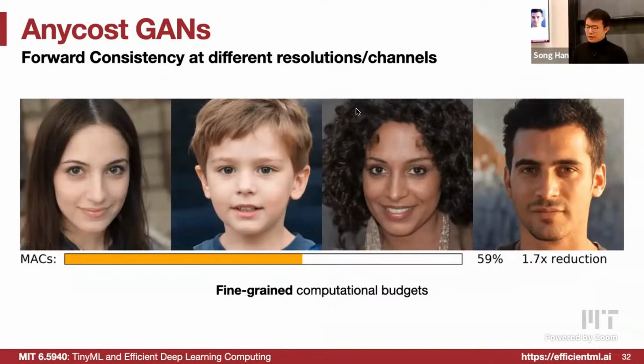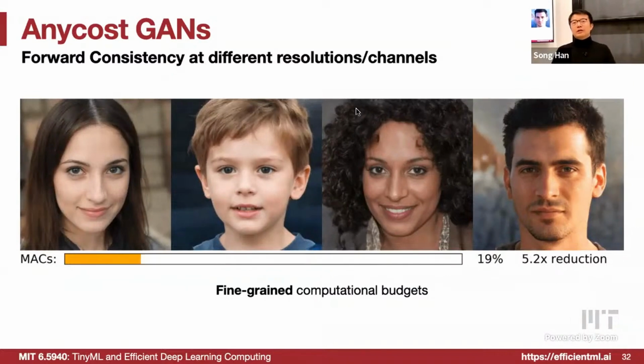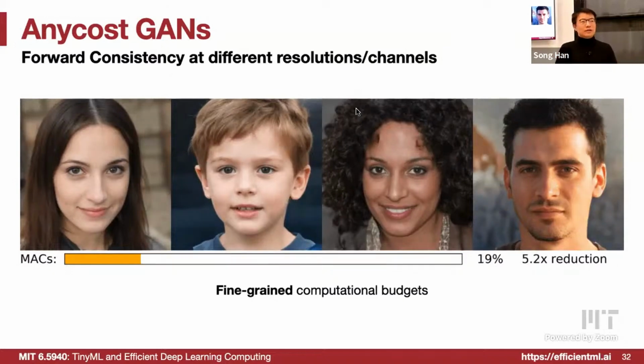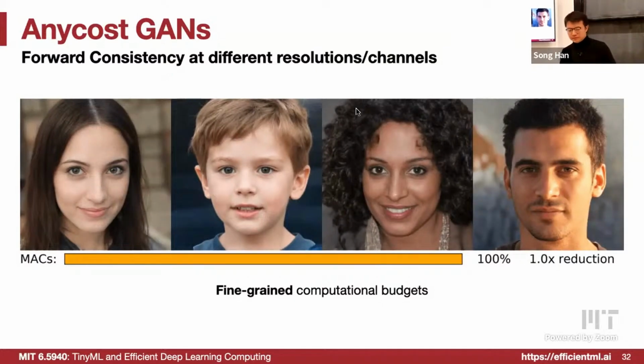So we can also compare different computation reductions. What does the quality look like? All these 4 images are generated by GAN, not real. We can reduce the MAC by up to 5 times. When the bar is shrinking, we can hardly tell the degradation of the quality of the image. 78%, 59%, 39%, 19%.